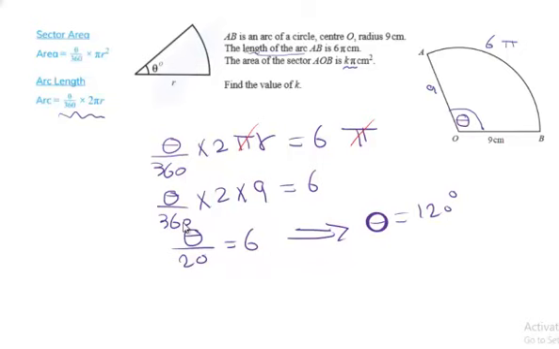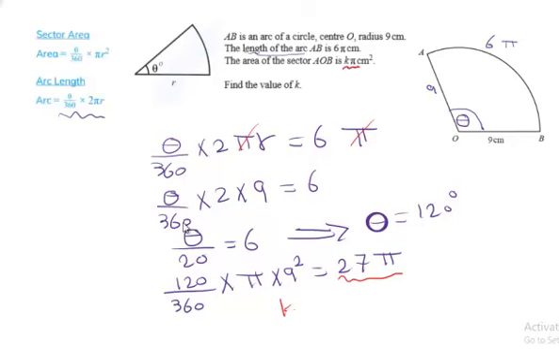Now that we have theta, we can find the area easily. It will be 120 over 360 multiplied by pi multiplied by r squared, which is 9 squared. If you calculate it, it will be 27 pi. By comparing this value, 27 pi, with the value which was given up here, K pi equals 27 pi. So from that we can easily say that K equals 27.